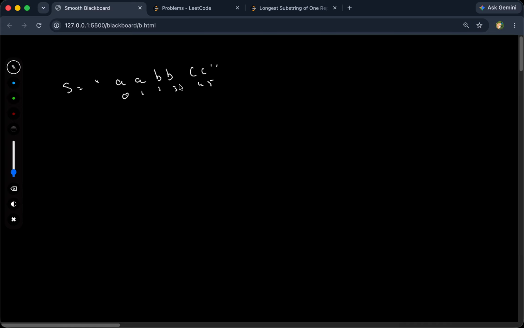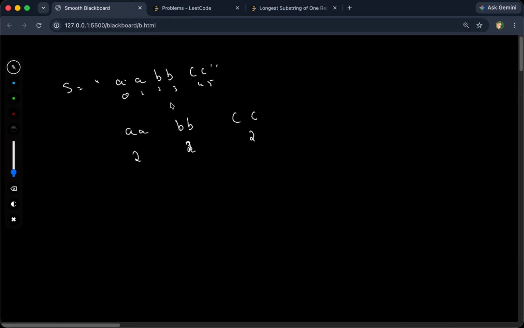Now what we want to find is the longest group of the same character that appears continuously. So we can divide it into groups: a a, b b, c c. Their lengths are 2, 2 and 2. So all three groups have length 2, so the answer is 2.